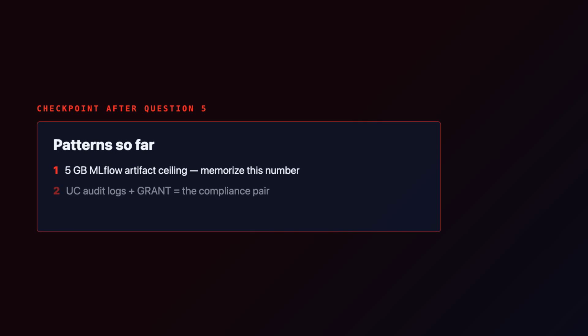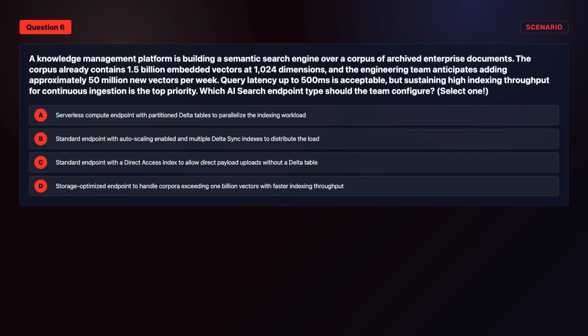The first 5 questions established 2 key platform numbers, the 5 GB MLflow artifact ceiling, and the dual min-max provisioned throughput pattern, plus Unity Catalog's audit log and access control pairing for compliance governance. Time for another one. Question 6. The obvious answer may be bait.